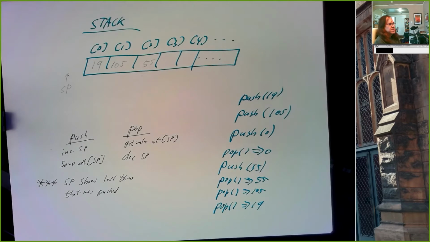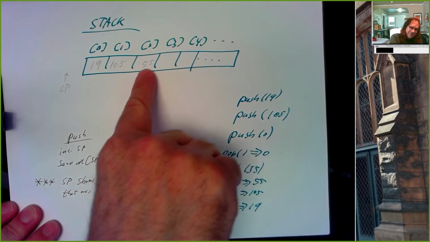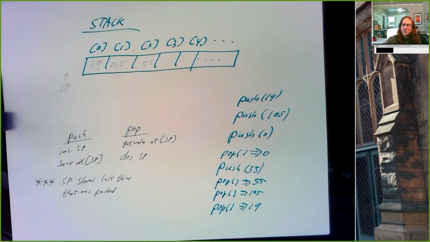So for us, pop is usually going to return the value of the thing that it removes. If you've done 270, the PIC processor's pop instruction does not do that. It just changes the stack pointer. But we're almost always going to think of pop as: get the value at that location, adjust the stack pointer, and then return that value that you got off the stack.